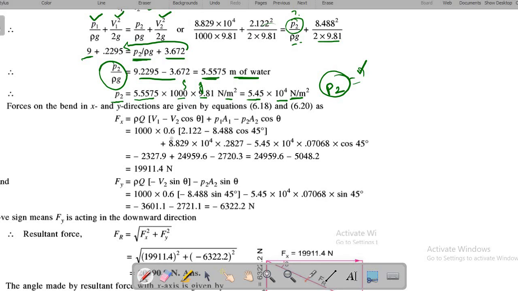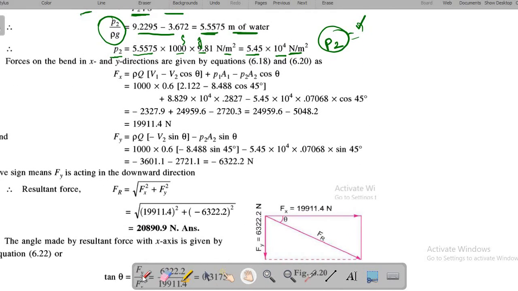If I want to know the force exerted by the water on the bend, I have to calculate the force along the x direction as well as the force along the y direction. To calculate the force along the x direction, we have the equation. Every student should remember this equation, as we have seen in the derivation: Fx is equal to rho Q into V1 minus V2 cos theta plus P1 A1 minus P2 A2 cos theta.